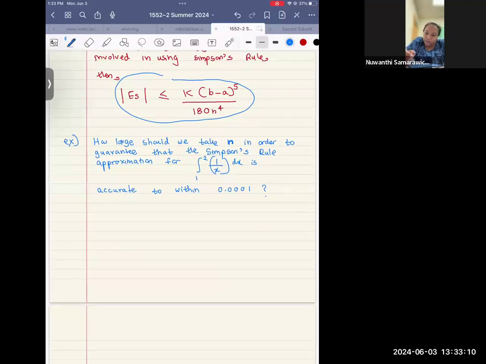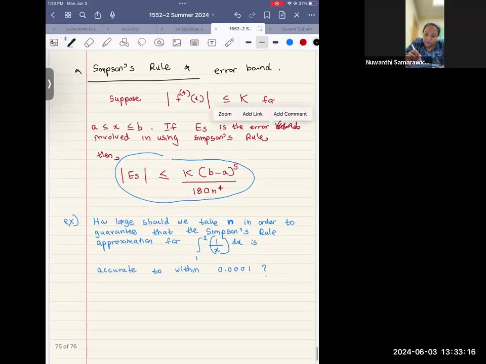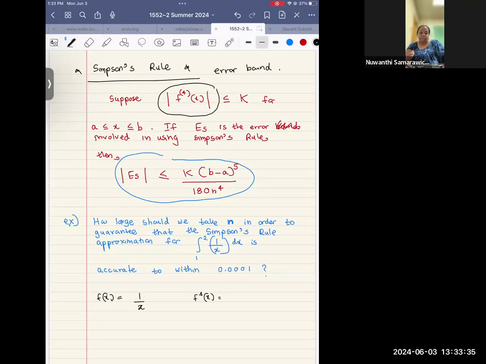First, because we need to take a constant, we need to find the fourth derivative of f. Your function here is 1 over x. So can you all find the fourth derivative of 1 over x?